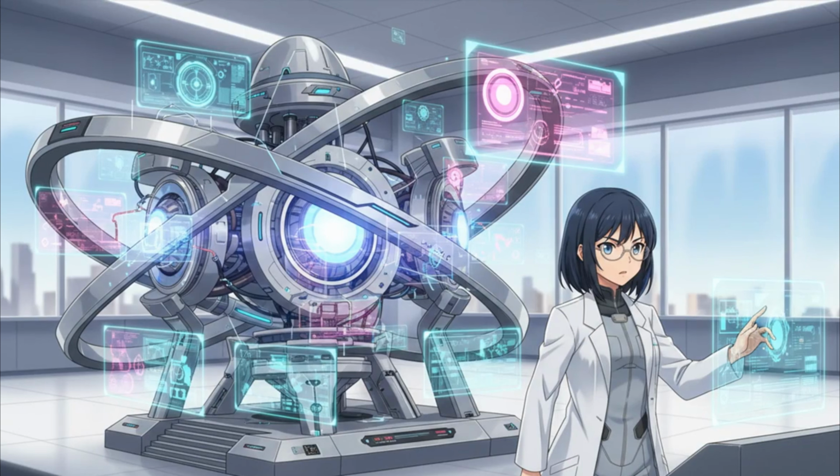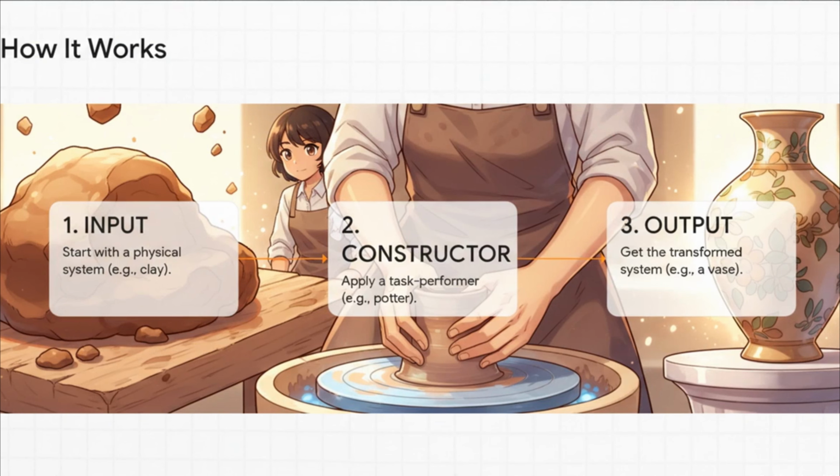Okay, so the best way to get this is to stop thinking about particles and forces for a second. Instead, I want you to picture the universe as a kind of simple machine, like a universal gadget that's built to make things happen. Here's the basic recipe. It's super simple. You start with an input, let's say a lump of clay. Then you apply a constructor. Now, a constructor is just anything that can get a task done. In this case, it's the potter's hands and their wheel. And what do you get? An output, the finished vase.